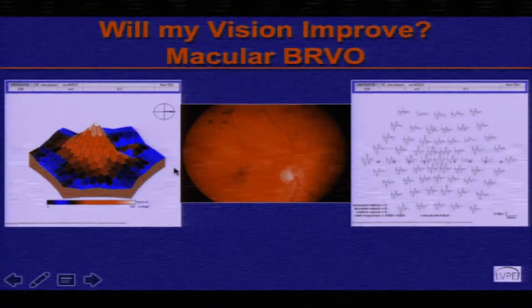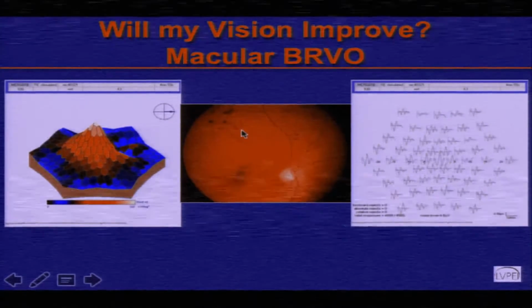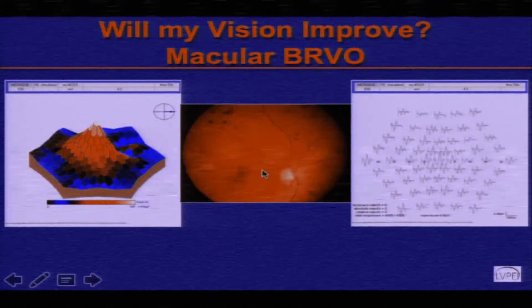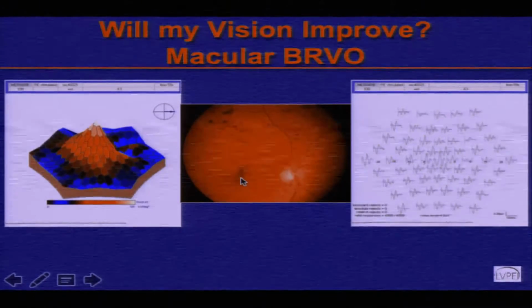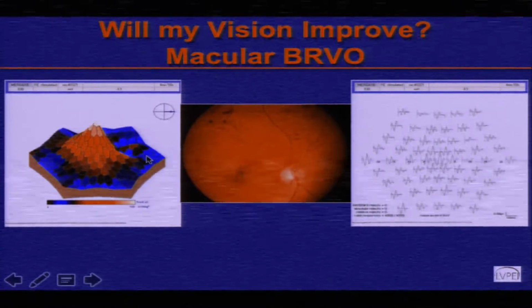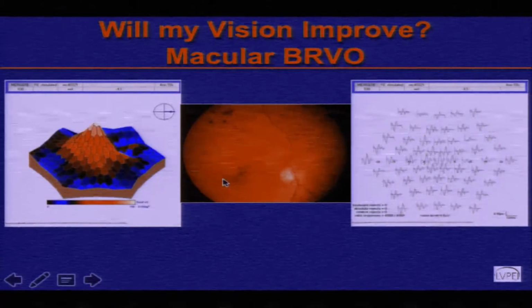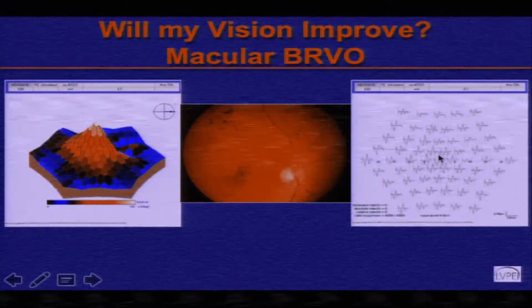So here we have a patient of BRVO. Now BRVO, we don't need to do multifocal ERG, but this patient has a repeat BRVO. This is an old BRVO, lasered, now has a repeat BRVO, dense hemorrhage in the fovea, and is very worried. He's a one-eyed patient, will I recover my vision? So I can do an OCT to see edema, but I do the multifocal ERG, and it is showing me that behind that hemorrhage, there is very good function.